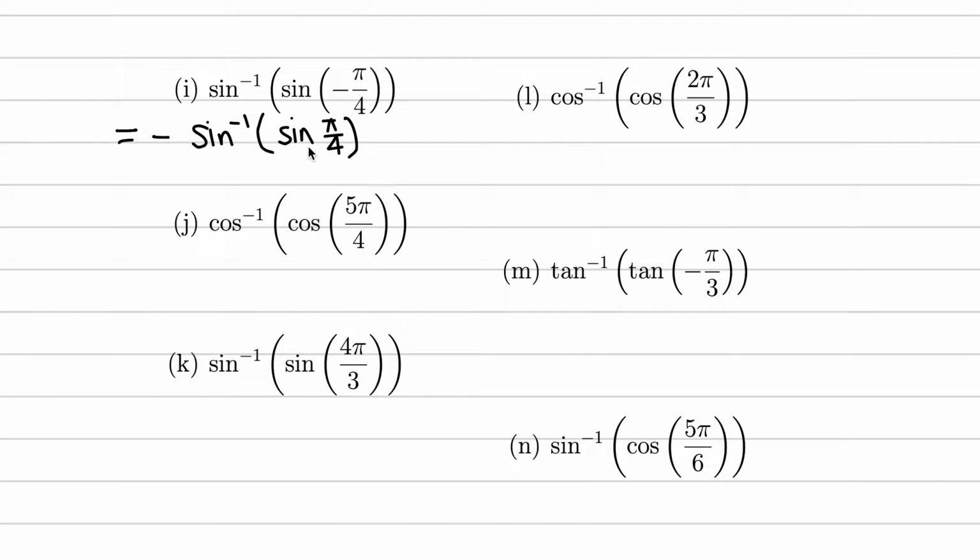Or we can equivalently find the value of sine pi over 4, because pi over 4 is a standard angle. Looking at the unit circle, you can find the value, which is root 2 over 2, and sine inverse of root 2 over 2 is back to pi over 4. So in either case, negative pi over 4.